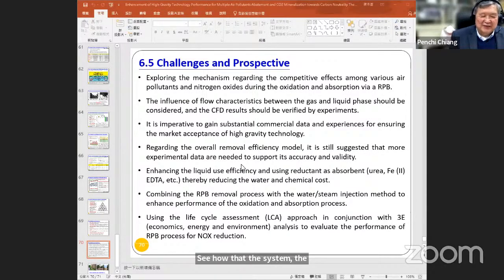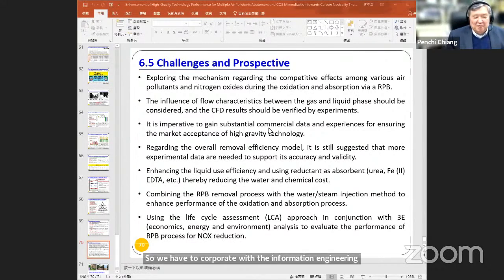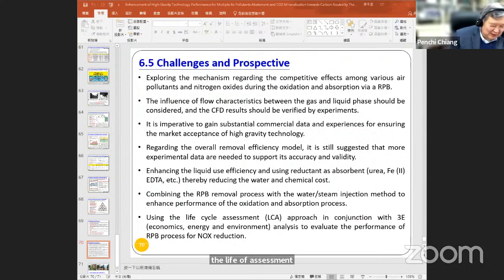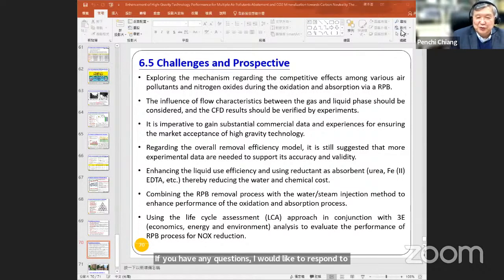And so we need to have the so-called ICA, instrument control and automation, and the MIS, which is a management information system. So we have to cooperate with information engineering, to let the system become really optimized throughout the life cycle assessment. Okay, sorry about that. It took a longer time to bother you. I'm going to finish my talk. If you have any questions, I would like to respond to you. Thank you for your attention.